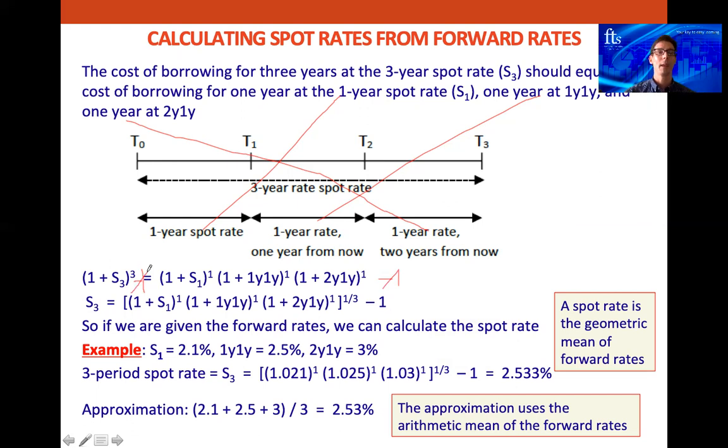So what we can say then, the cost of borrowing here for 3 years at the 3-year spot rate should equal the cost of borrowing for 1 year at the 1-year spot rate there, and for 1 year at the 1-year rate 1 year from now, and for 1 year at the 1-year rate 2 years from now. So when we set these things up, what I always like to do is make sure if I've got 3 periods on that side of the equal sign, then I need 3 periods here. So that's why I put everything to the power of 1. Didn't have to, because everything to the power of 1 is just itself.